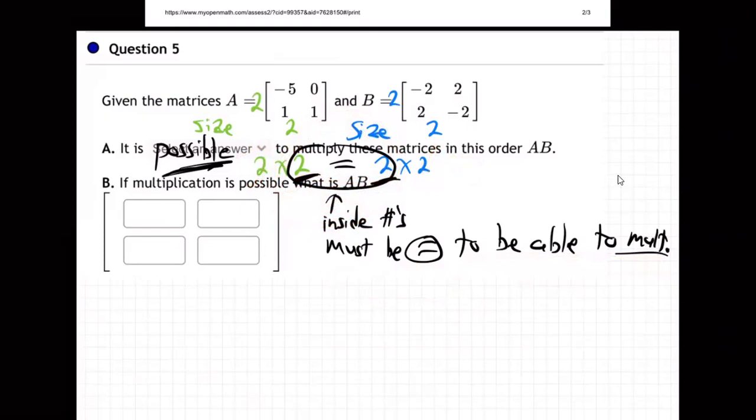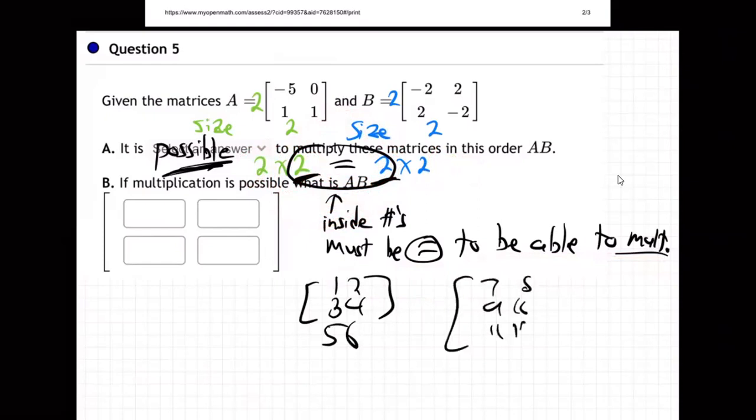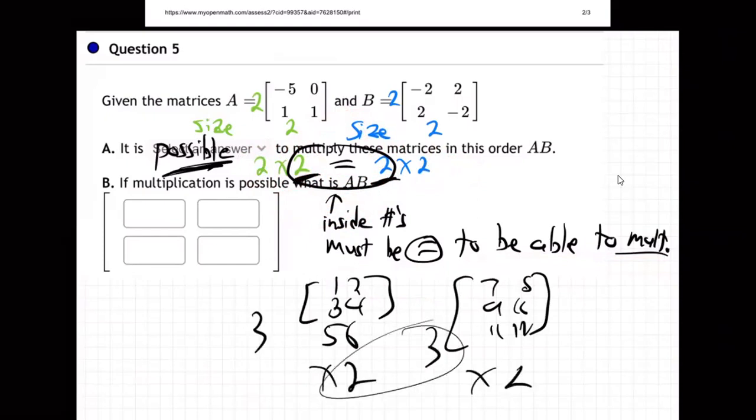If they're different, if this was a 2 and this was a 3, you could not multiply those matrices. Right? So what am I saying? For example, if you had 1, 2, 3, 4, 5, 6, and then 7, 8, 9, 10, 11, 12, like that, both of them being a 3 by 2 and a 3 by 2. See how those inside numbers don't match? You couldn't multiply those. You think, they're the same size, right? Sometimes you cannot multiply same size matrices.